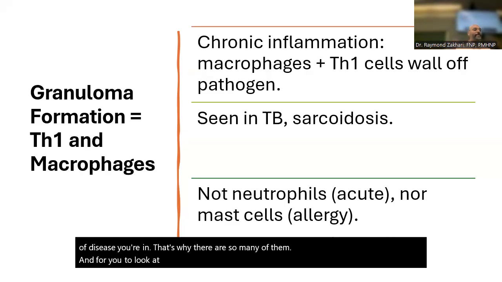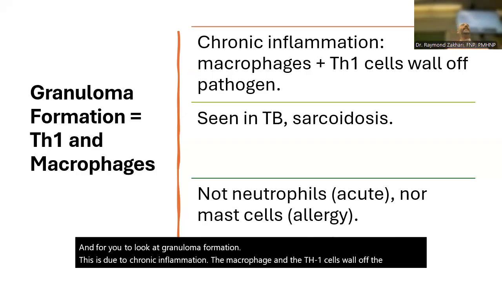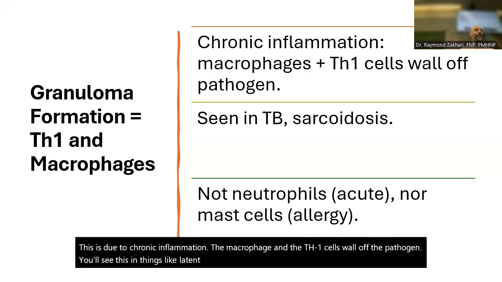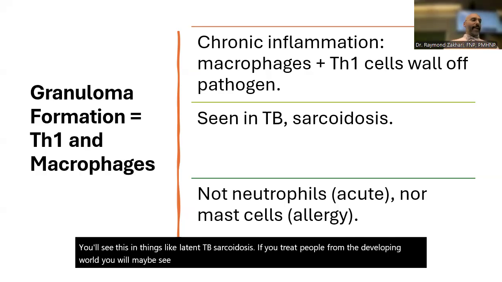Granuloma formation. This is due to chronic inflammation. The macrophage and the Th1 cells wall off the pathogen. You'll see this in things like latent TB, sarcoidosis. If you treat people from the developing world, you will maybe see this later in life.